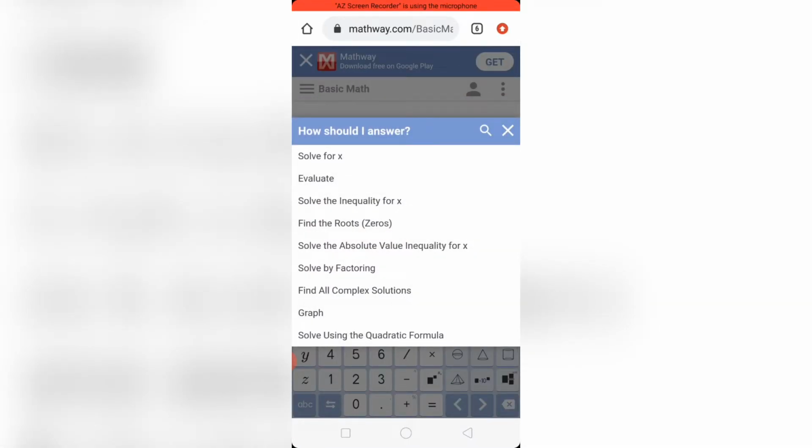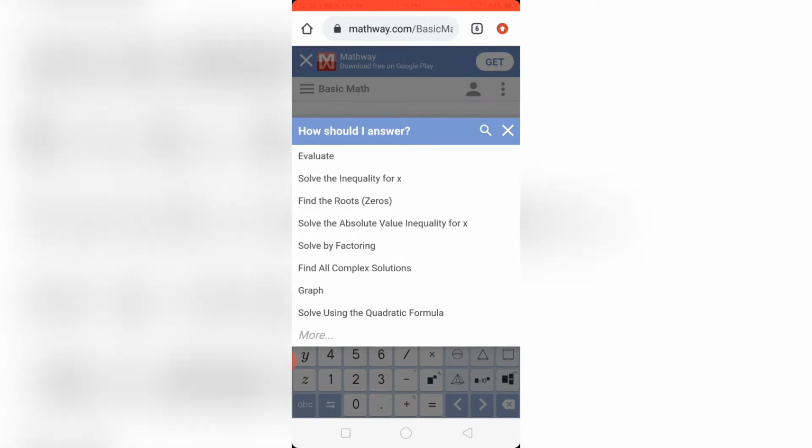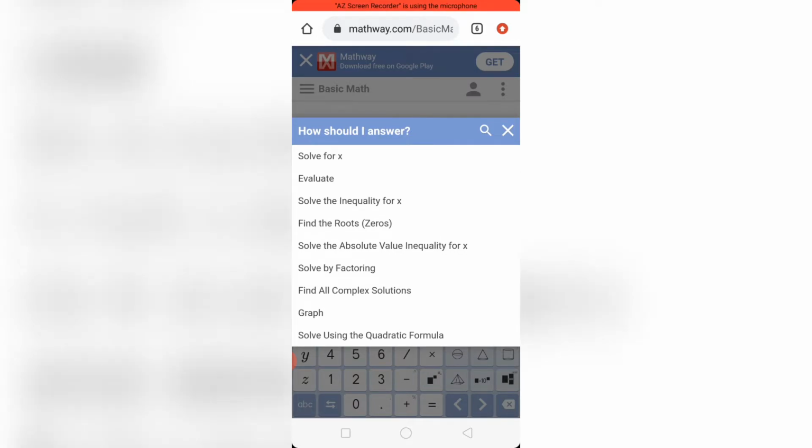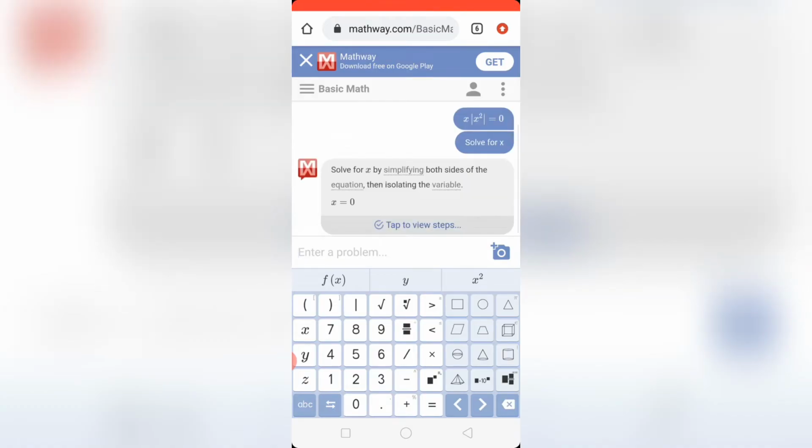Next step is what answer you want: solve for x, evaluate, find roots and others. Here I want to solve for x. Click on the first option and here is the answer.